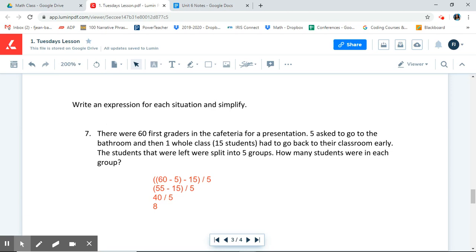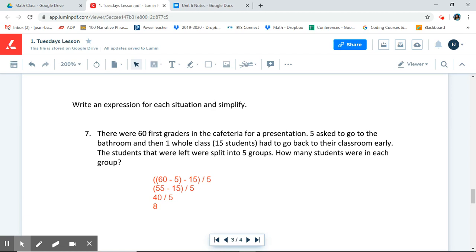So, in order to create an expression for this word problem, let's break it down. We know that we started with 60 first graders. If 5 asked to go to the bathroom, and then one whole class had to go back to their classroom early, what operation are we using there? That's right. We're using subtraction.